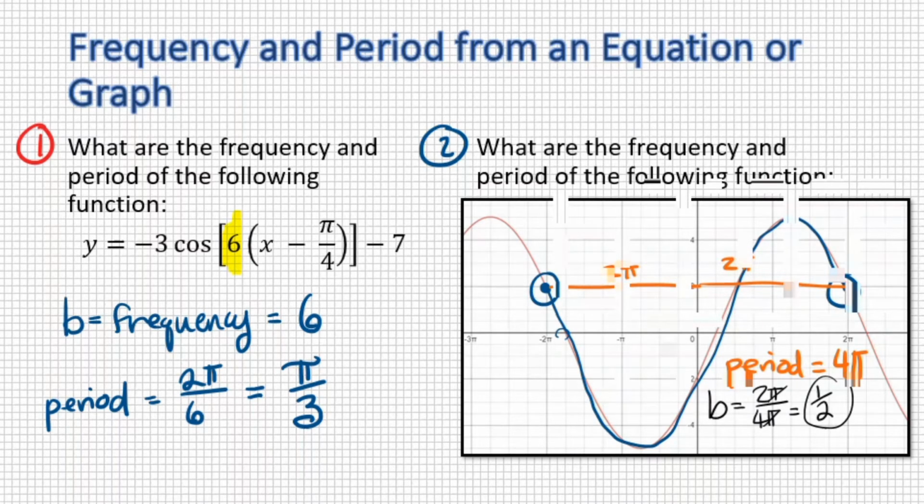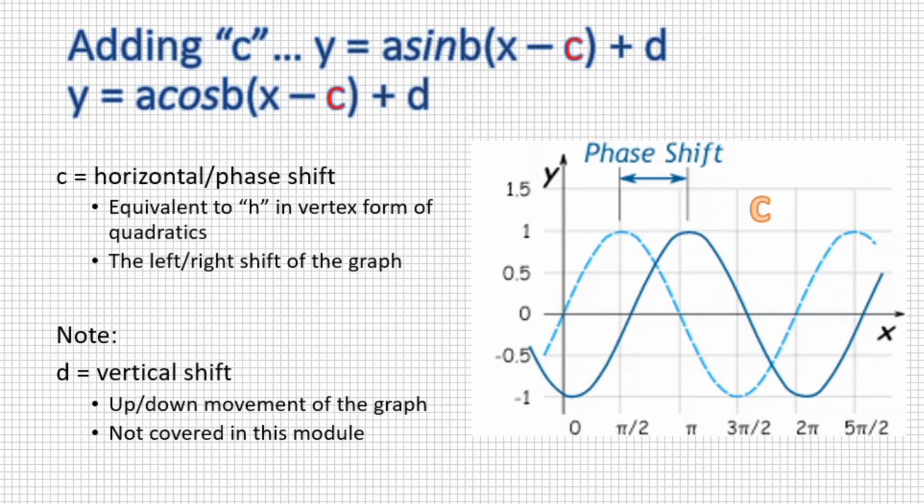We've got A and B. Let's bring in C. So in our big, massive transformed equation, this is where C ends up. C is what they call a phase shift. That just means it's a horizontal shift. So it's how the graph moves left or right from its original position where it started at 0 degrees. So it's equivalent to the h in vertex form, a times x minus h squared. So it's like that. Left-right shift.